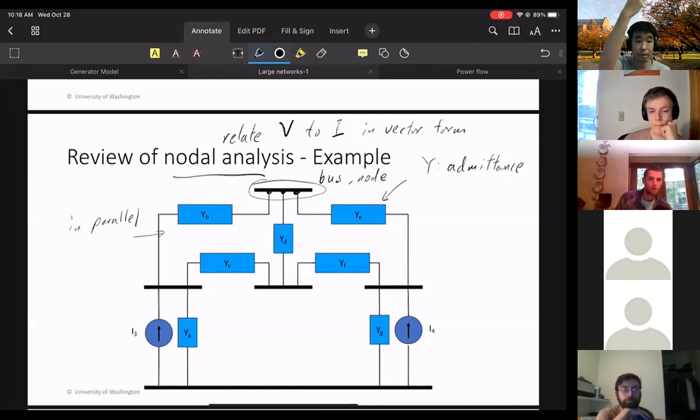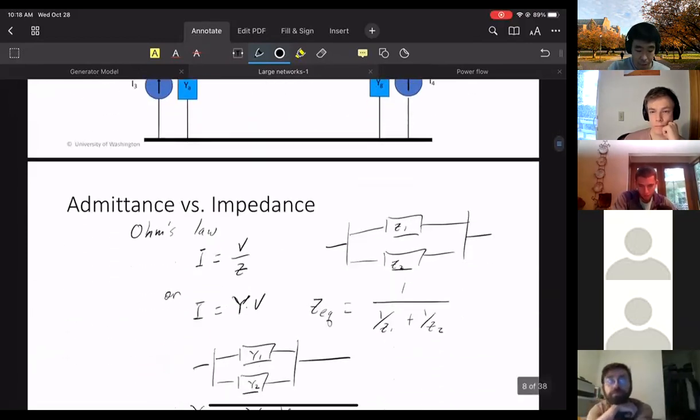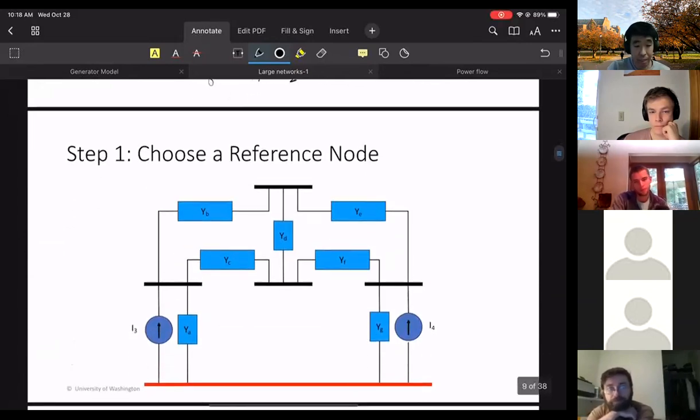in vector form. Say I have some voltage vector defined at each of the buses, and I have some current injection at each of the buses. We want to relate them in vector form. And this builds up the machinery we need when we eventually move on to power flow analysis. Okay, let's walk through this. It will take a couple of times to get used to this. It may not be obvious the first time we see it, but we'll see this again and again, so hopefully we'll get more familiar with this.